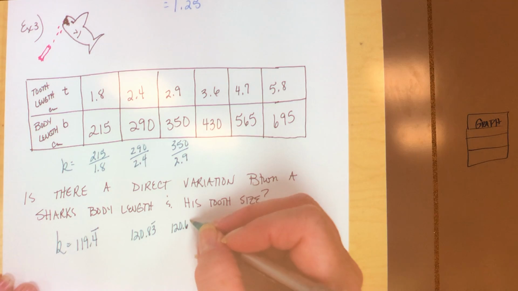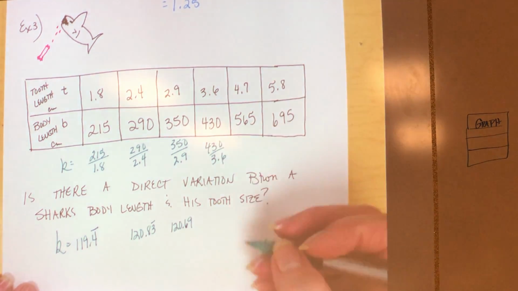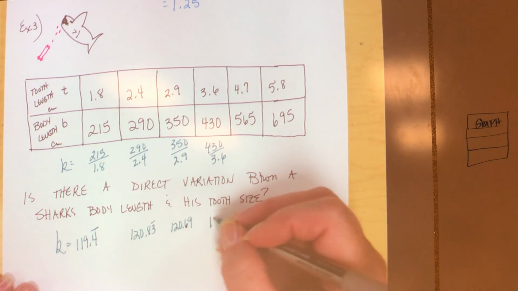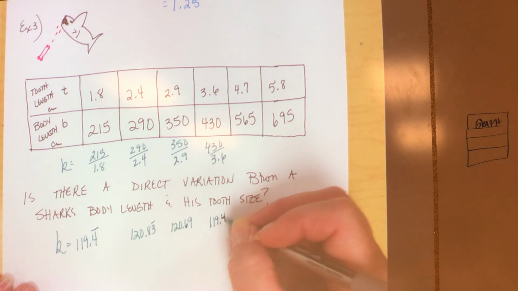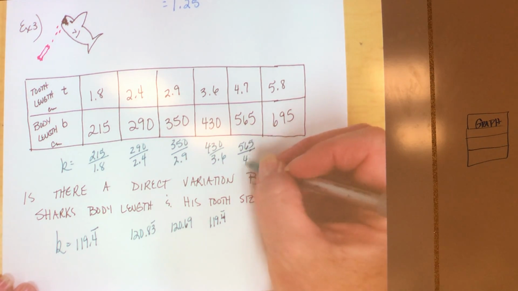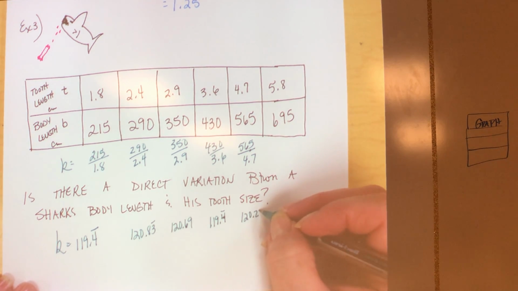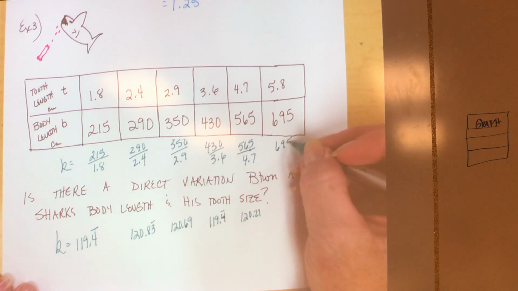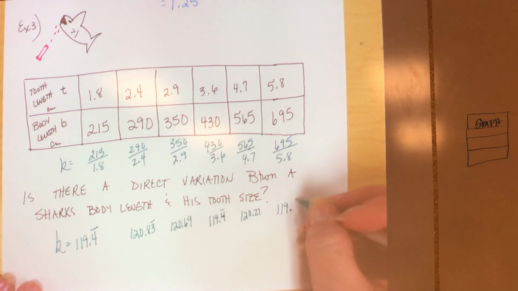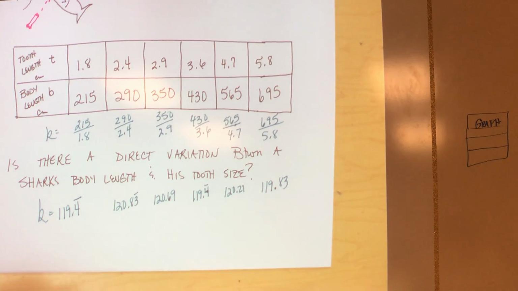120.6896552, so I want to say 69. What's 430 over 3.6? 119.4 repeating. What's 565 divided by 4.7? 120.21276, so I'll say 120.21. What is 695 divided by 5.8? 119.83. Okay, so here's my question.